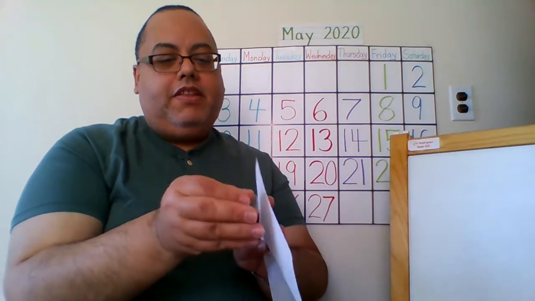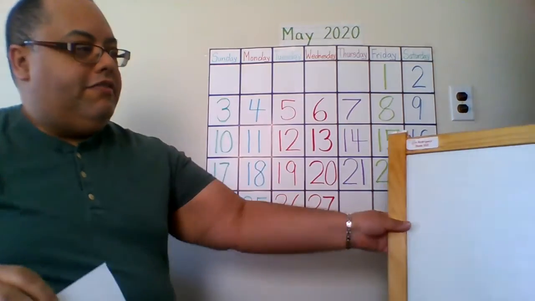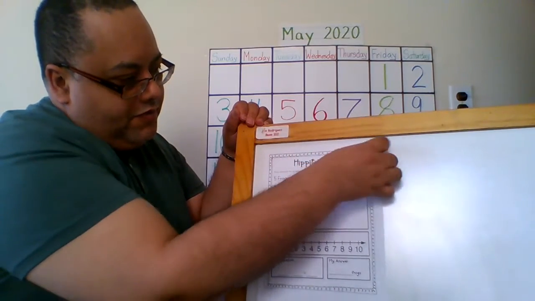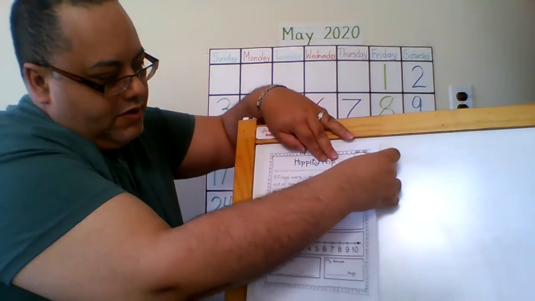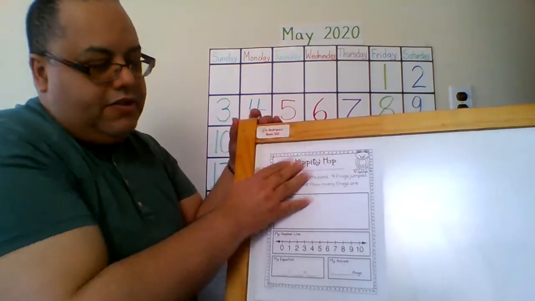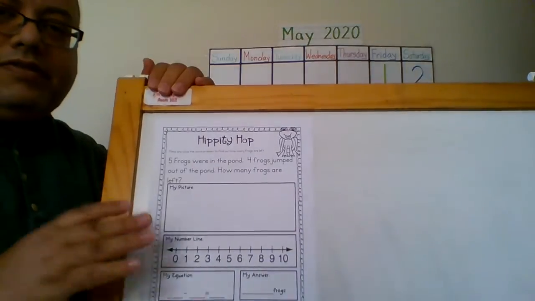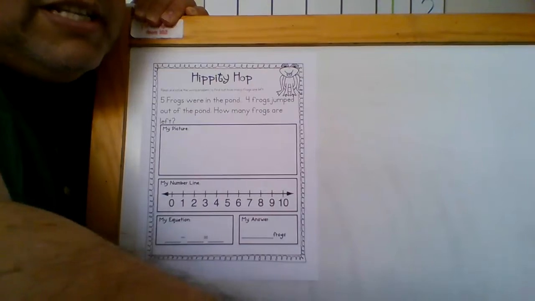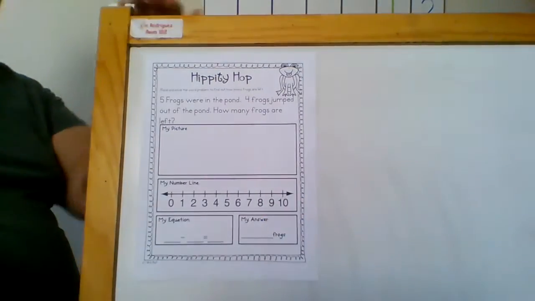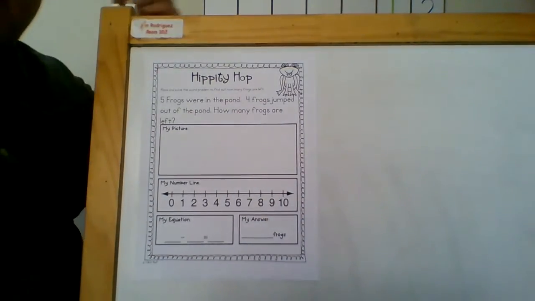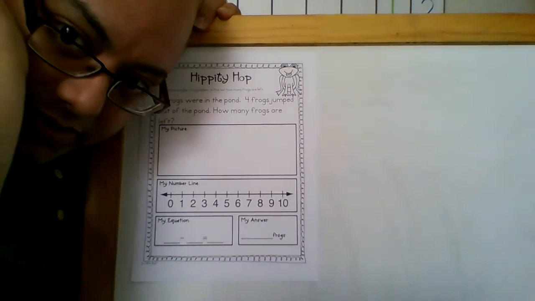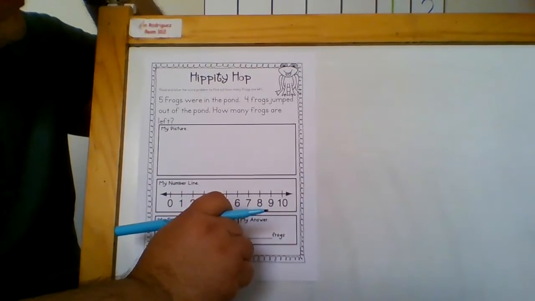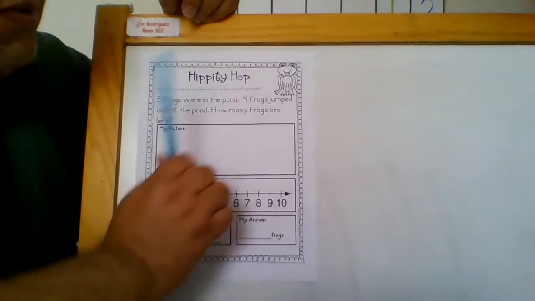All right, let's bring our easel over here. Let's start working. And as you know, these have been worksheets that we've been working on since last week. So I'm going to be on the side. Even though you're going to hear my voice, I'm right here, okay? Doesn't mean I disappeared. All right, so the title of this word problem is Hippity Hop.